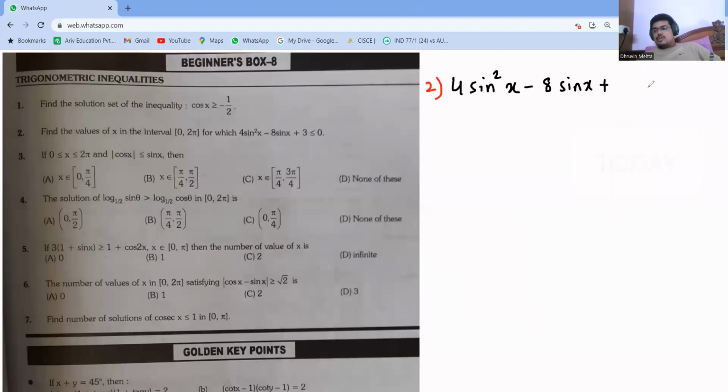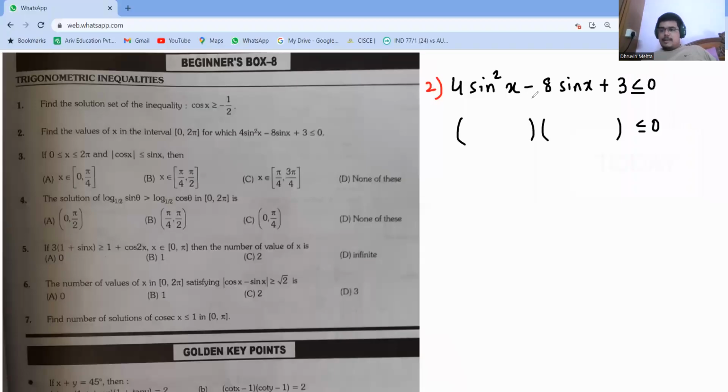See, first of all, Arush, Muskan, over here we have a quadratic. If we assume sine x as x, this looks like a quadratic equation. So what you do is you split the middle term normally, as we do in a normal quadratic, and tell me the two brackets. Yes, Arush. So tell me, what are the two brackets that you are getting? 2 sin x minus 1 and 2 sin x minus 3.